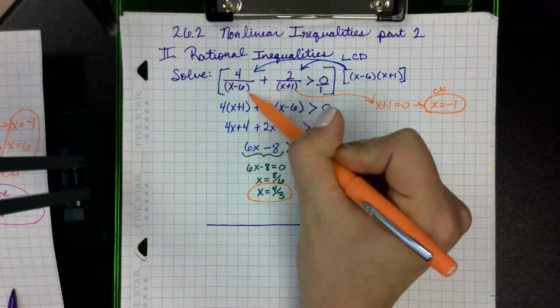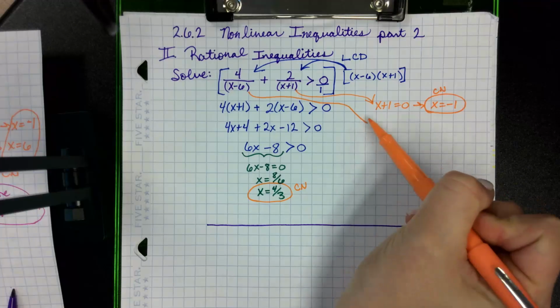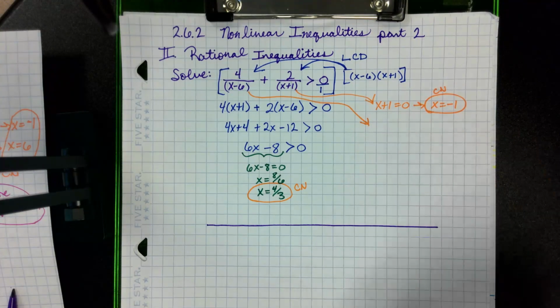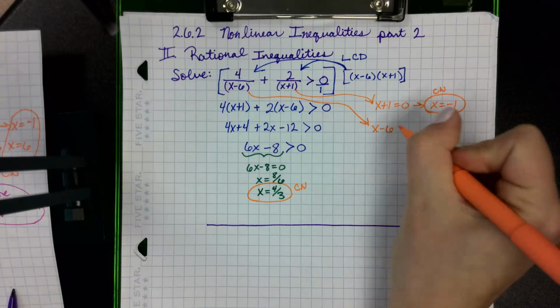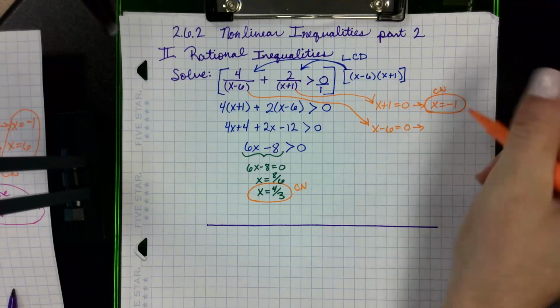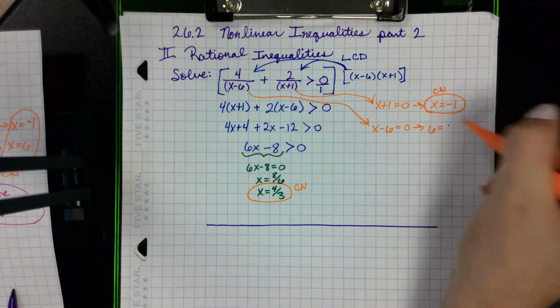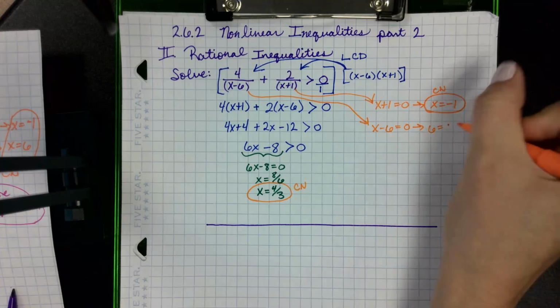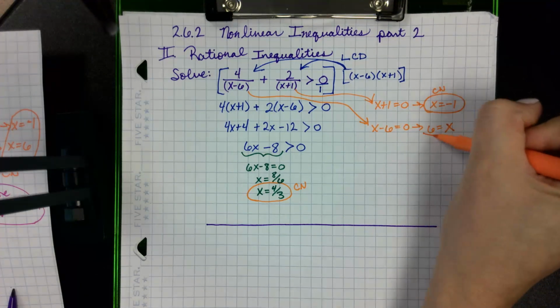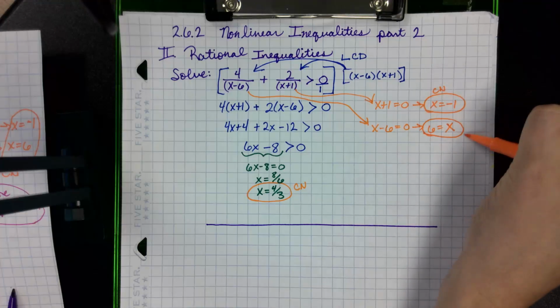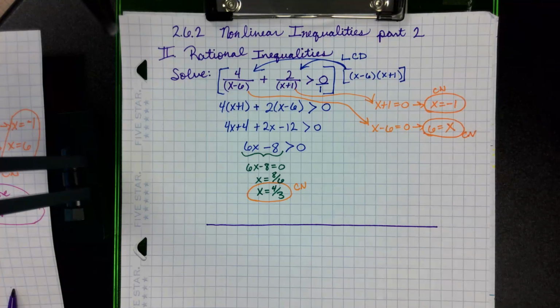And then we're going to take our other denominator, and we do this for as many denominators as we have in the original problem. X minus 6 equals 0, which tells us x equals 6. Well, I guess I can write it backwards, x equals 6 is also critical. So I have 3 critical values that I need to place on this number line.